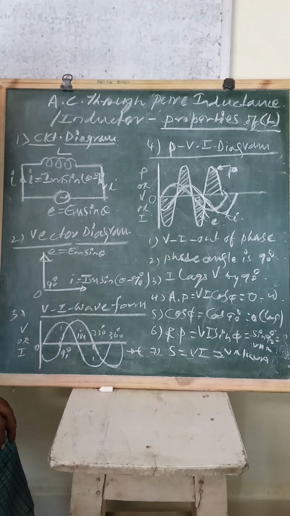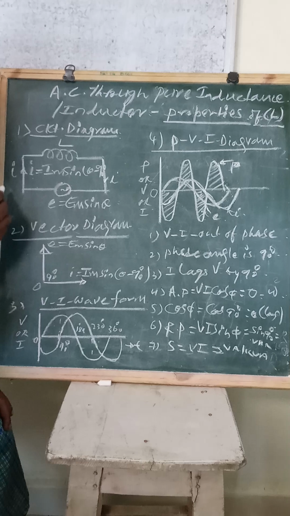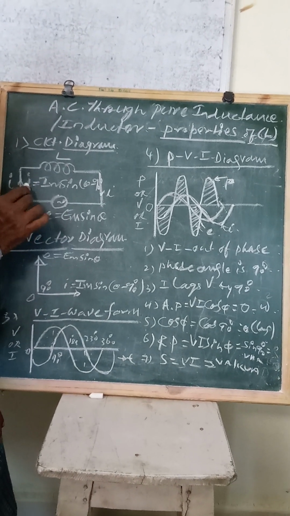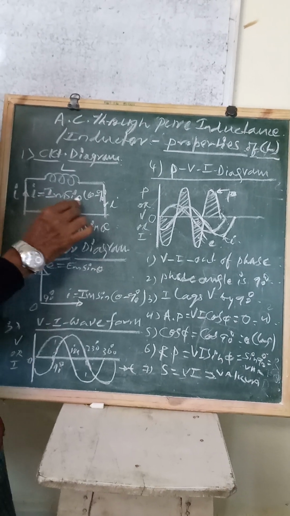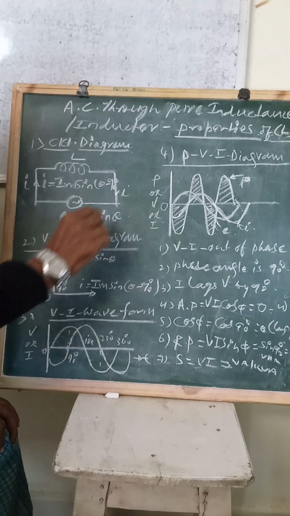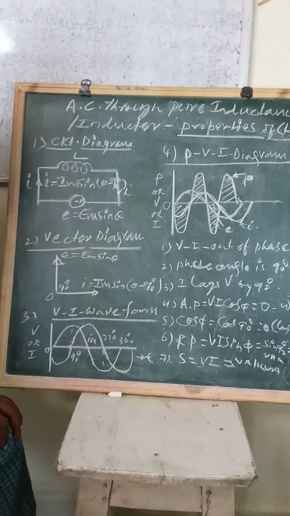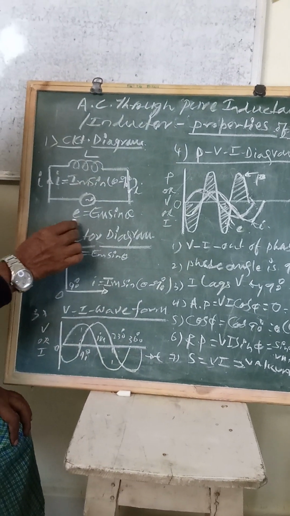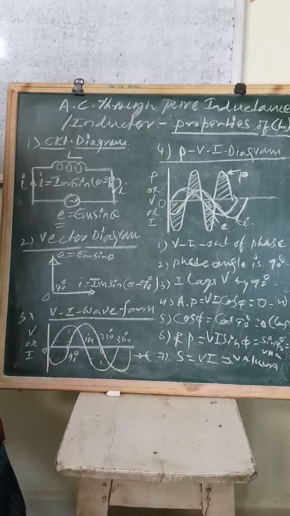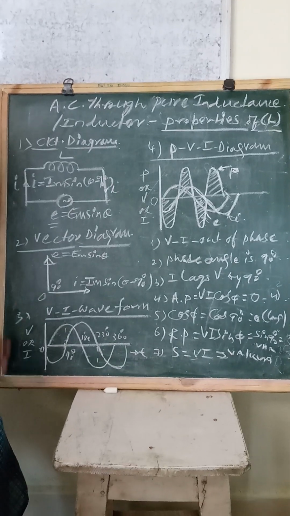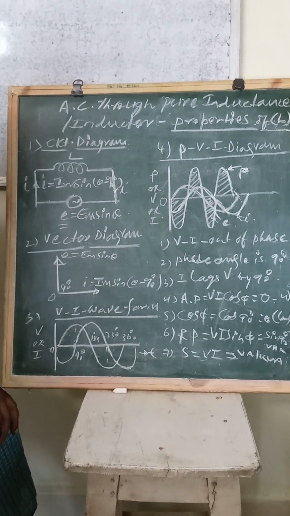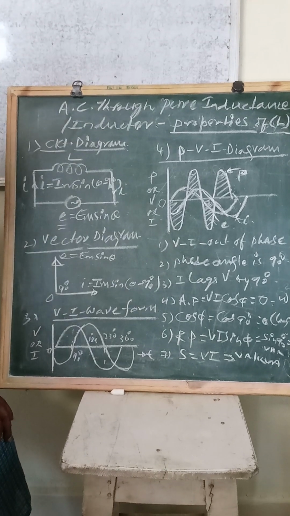So mathematically, if the equations are considered, the inductive coil's current is I equal to I maximum sine theta minus 90. It means current is lagging the voltage by 90 degree, whereas the applied voltage has no minus 90 or plus 90. Why? Because it is a source. So its effect will be lagging or leading, but the source will remain as it is. E is equal to E maximum sine theta.